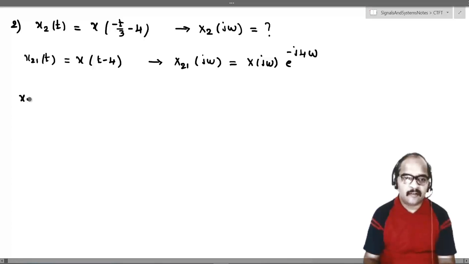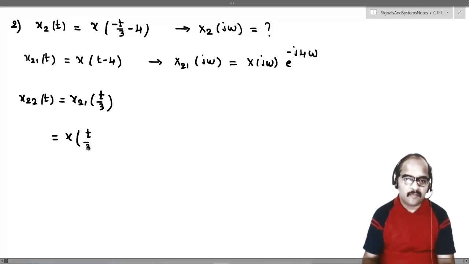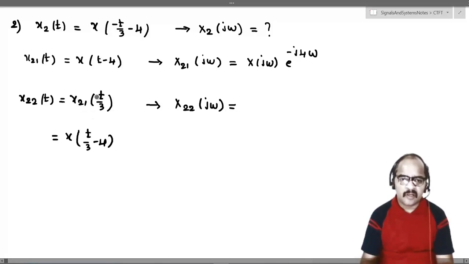Next, let us define a new signal x22 of t, which is equal to x21 of t by 3. Okay, x21 of t is this, so wherever there is t, replace with t by 3. Note that finally we want this signal, but we are going in steps. So this should be equal to how much? x21 of t by 3, correct, which is equal to x of t by 3 minus 4. So this fellow will have what as Fourier transform? x22 of j omega, which is equal to the transform of x21 of t by 3.